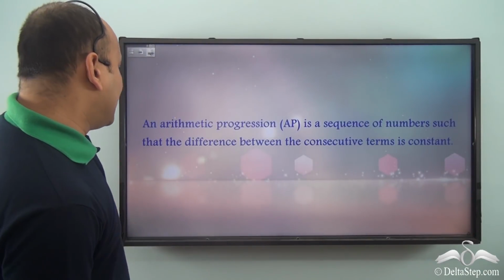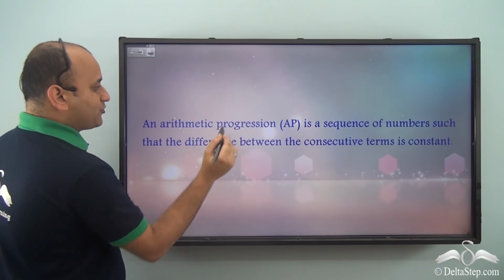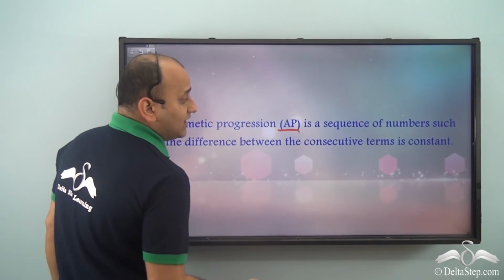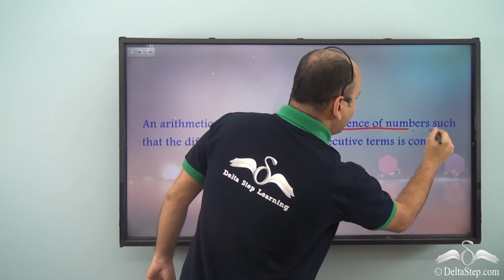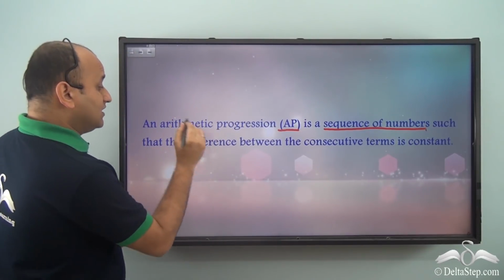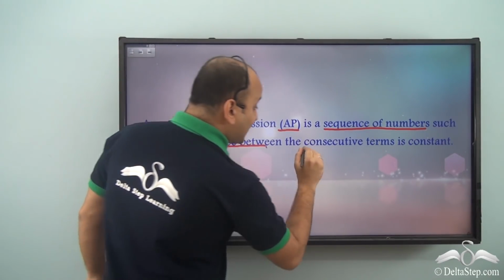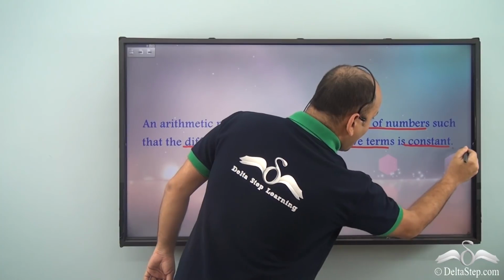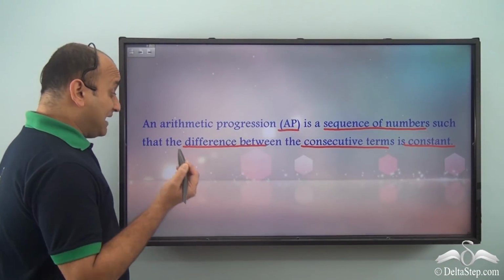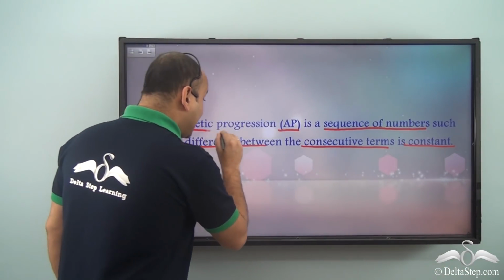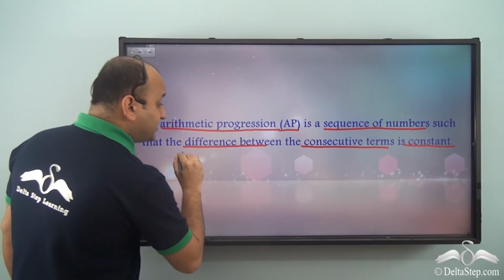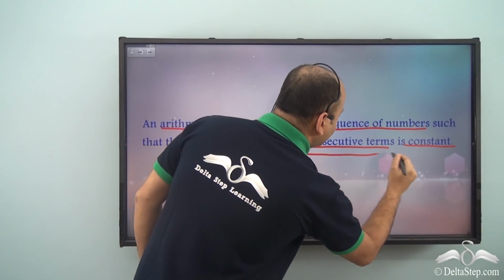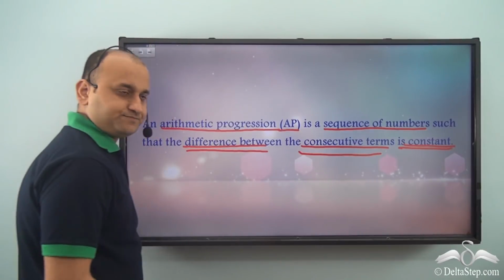So, what is arithmetic progression? An arithmetic progression or AP is a sequence of numbers such that the difference between consecutive terms is constant. So, the main feature of an arithmetic progression is that the difference between consecutive terms is constant.